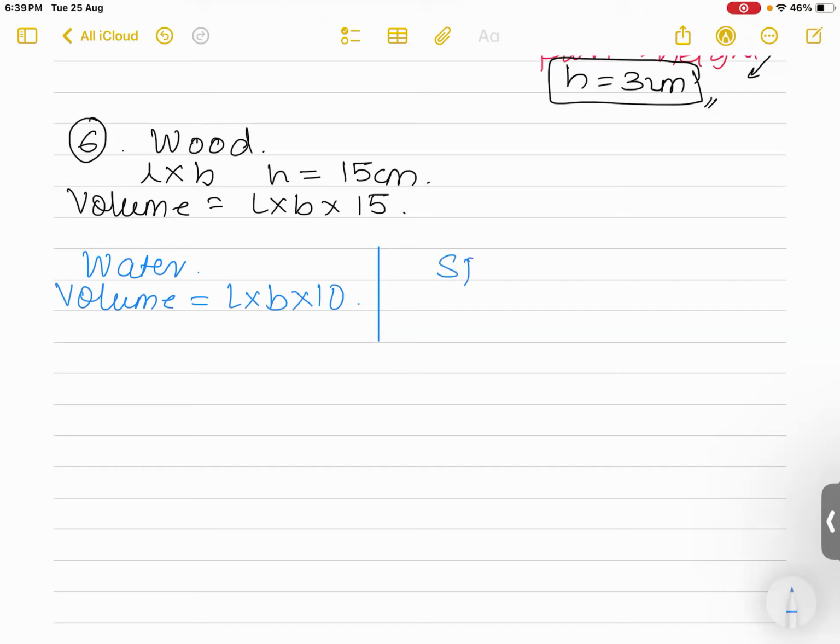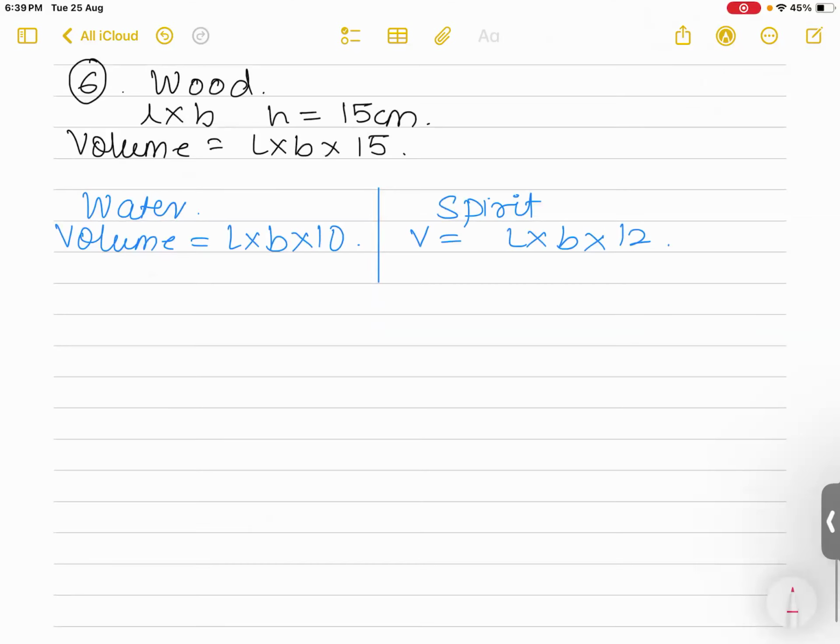In spirit, it is going to become how many centimeters? 12 centimeters. So in spirit, the volume will be L into B into 12. Find the density of wood and spirit. Find the density of wood and we need to find out the density of spirit.